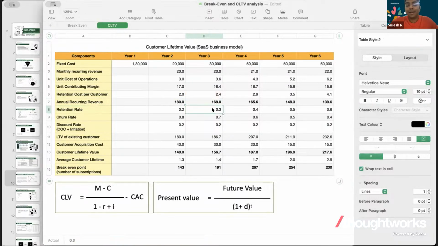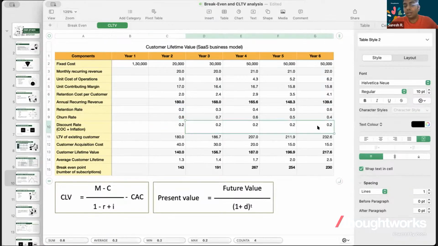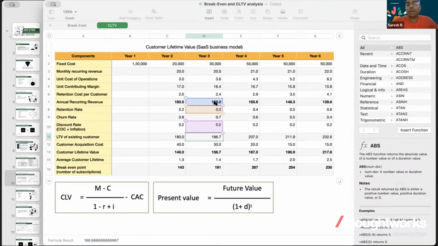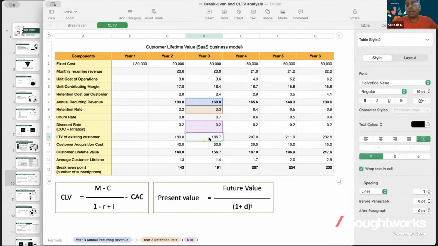And if you look at the retention rate, I'm forecasting, this is all assumptions. I'm forecasting that my retention rate will go up from 20% all the way to 60% in 6 years. And I'm also, based on that, computing the churn rate and discount rate. I've kept it constant across the spectrum as 20% year on year. Now, if you look at the lifetime value of the existing customer, I apply the same formula, and I'm going to get so-and-so recurring value.